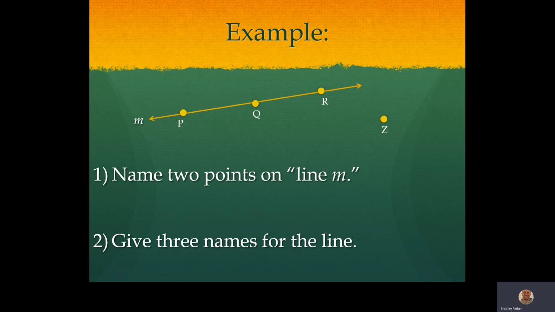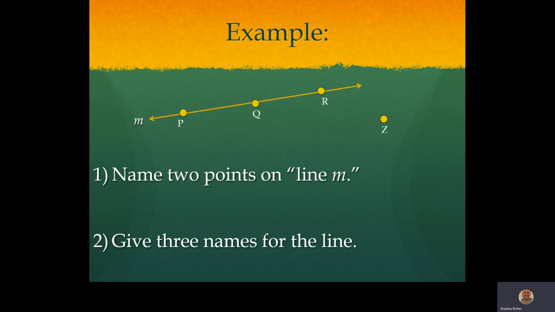Now, somebody else may have said point Q. That's an acceptable answer also. Remember, there's infinitely many points there, but there's 3 possible answers since there's only 3 named points. What you don't want to do is say that point Z is on that line, because it isn't. It's kind of over here by itself.